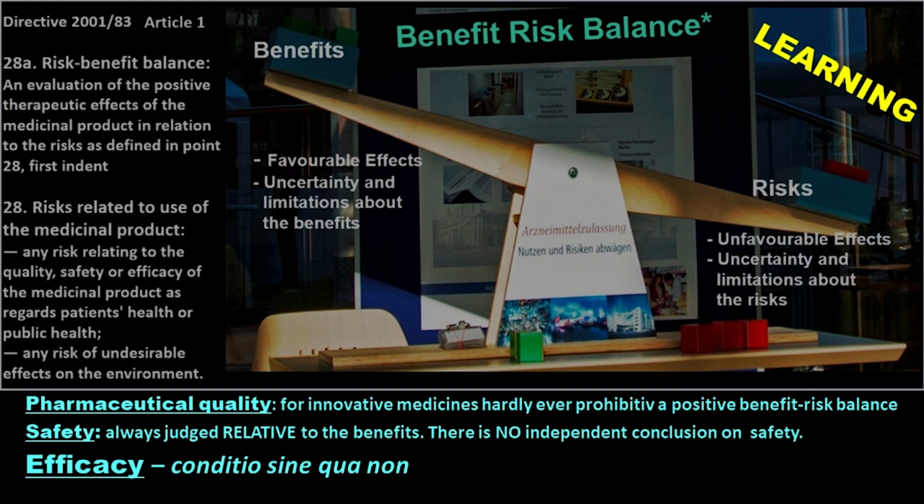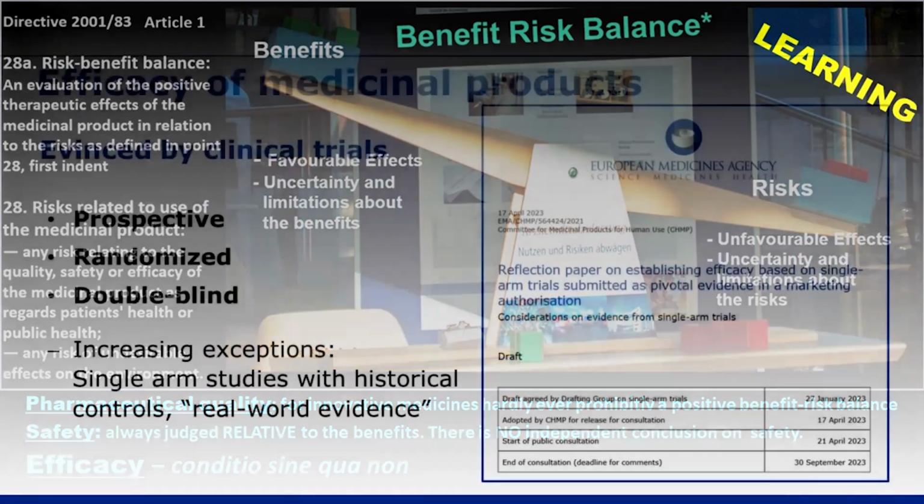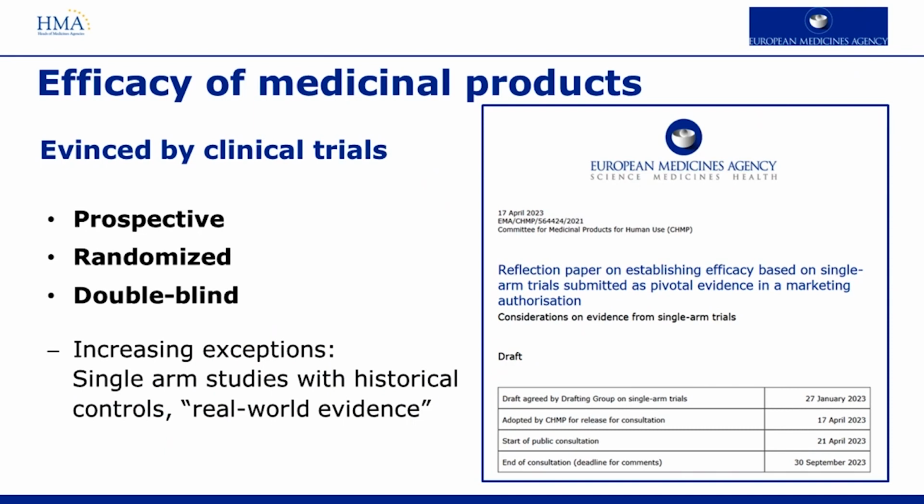Safety is always judged in relation to the benefits expected with the use of the medicinal product. There is no independent conclusion on safety, and when assessing safety, the expected benefits need to be considered in parallel, and also how the risks may be managed. Efficacy, on the other hand, is conditio sine qua non for approval. It goes without saying that without demonstration of efficacy, neither an excellent safety profile nor immaculate pharmaceutical quality will be sufficient for marketing authorization. So let's consider again the efficacy of medicinal products. Where does this evidence come from?